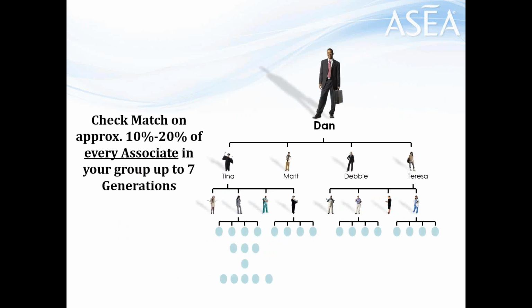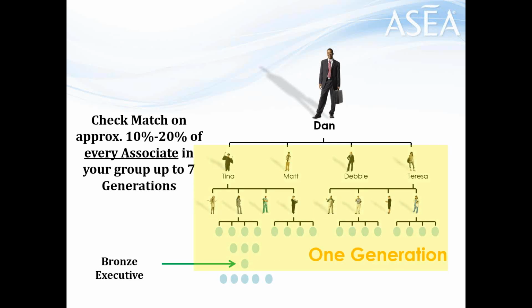All right. Now you're also able to check match 10 to 20, more like 10 to 15%, probably in that range, on every associate's check in your organization up to 7 generations. What is a generation? Well, it goes all the way down to someone who's reached the level of bronze executive or higher. It actually includes that bronze check, okay? You're going to match. Imagine if they earn this week $1,000 on their team commissions. Imagine you getting $100 to $150 added to your own check for that week.